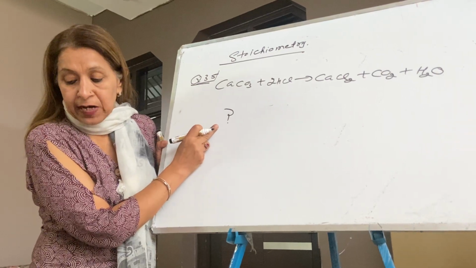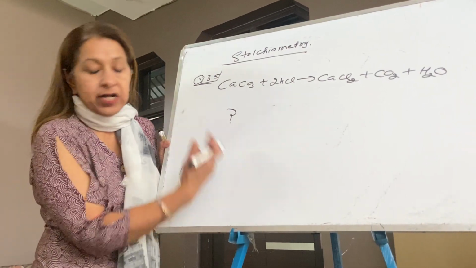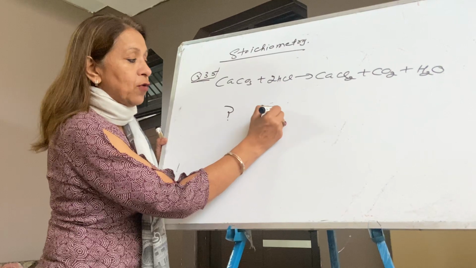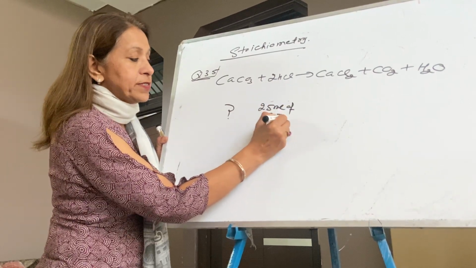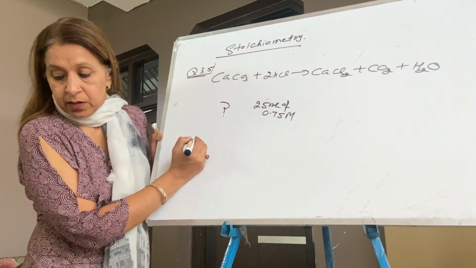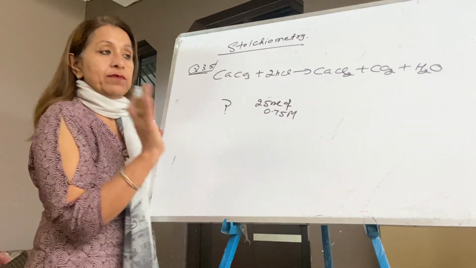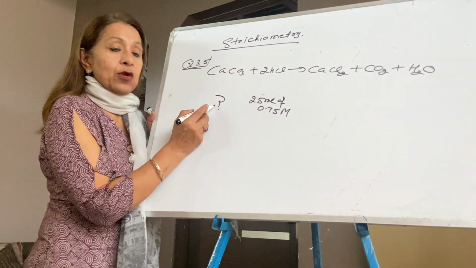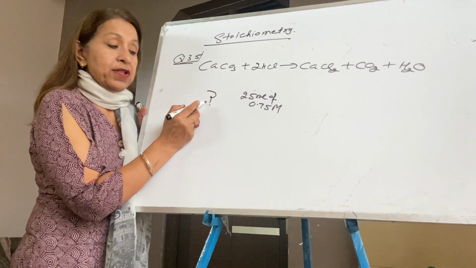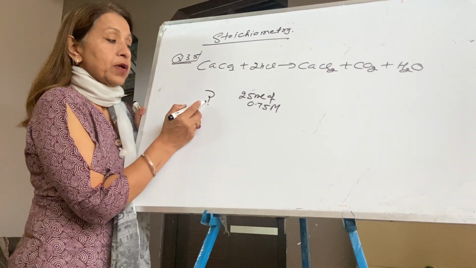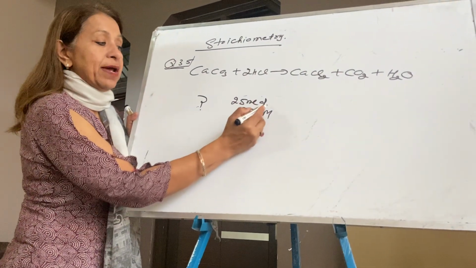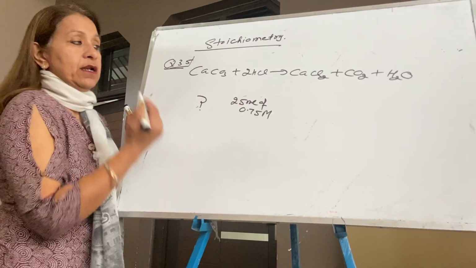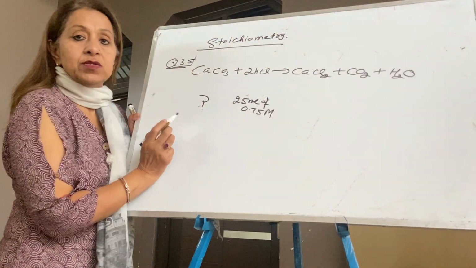What mass of calcium carbonate is required to react completely with 25 ml of 0.75 M HCl? They want us to calculate the mass of calcium carbonate required to react with this many ml of this molarity of HCl. So what does stoichiometry mean?